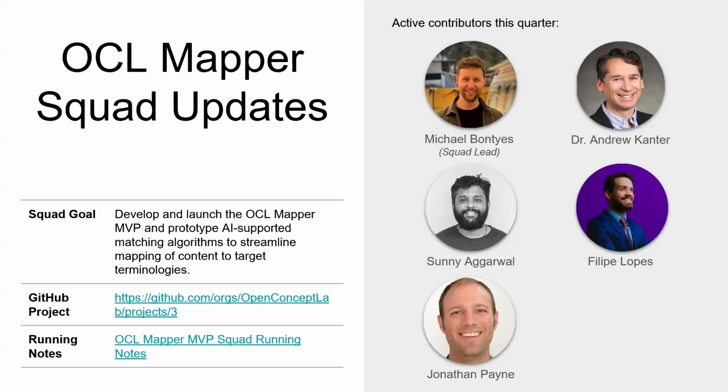So I can give a quick update about the OCL Mapper squad. The goal of this squad is really to develop the tool that will help us to match and map any existing terms that we are working with against international standards or interface terminology like CIEL, or even existing concepts or terms that we might have in our organizations.